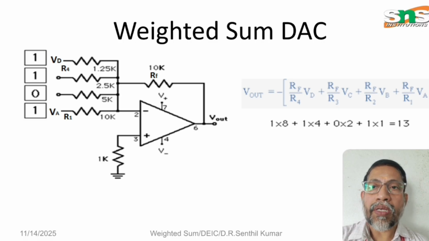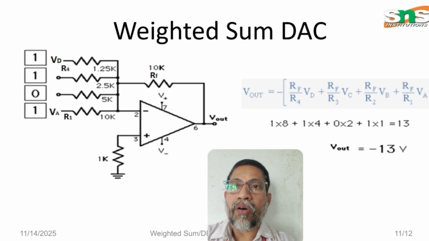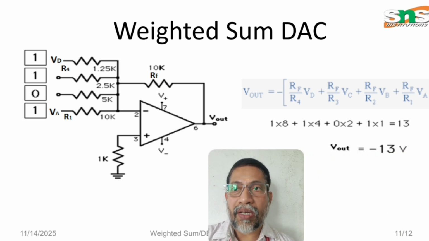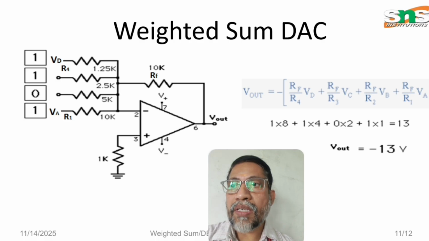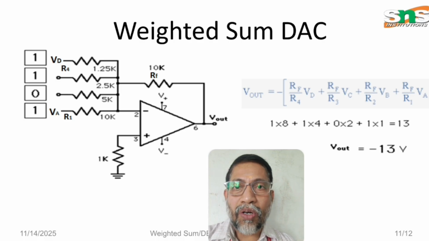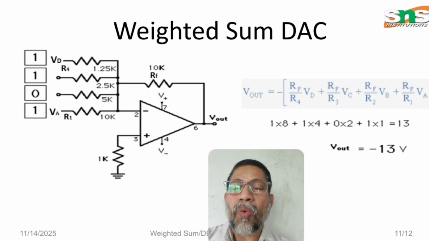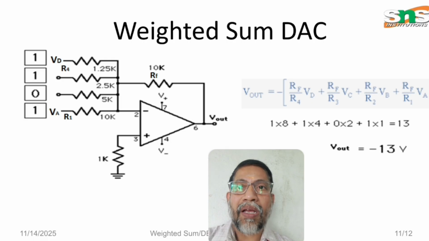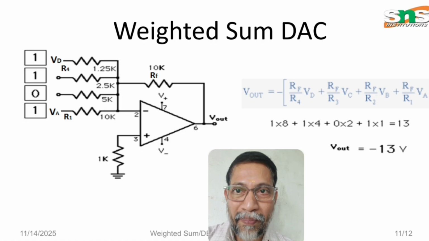Now 1 into 8 plus 1 into 4 plus 0 into 2 plus 1 into 1 is 13. Therefore the output voltage V0 is minus 13. The digital value 1101 is converted into an analog voltage of minus 13 volts. This is a very simple technique by which a digital signal can be converted into analog with the help of 4 resistors and 1 operational amplifier.